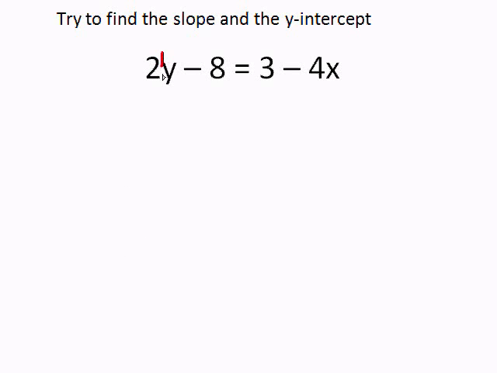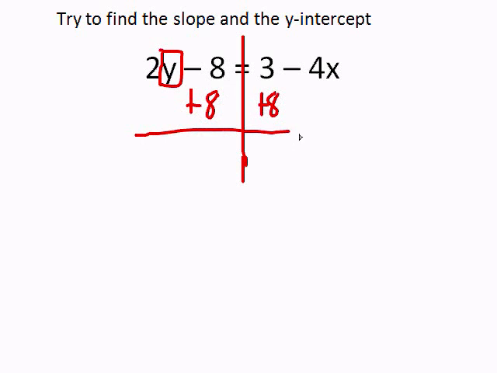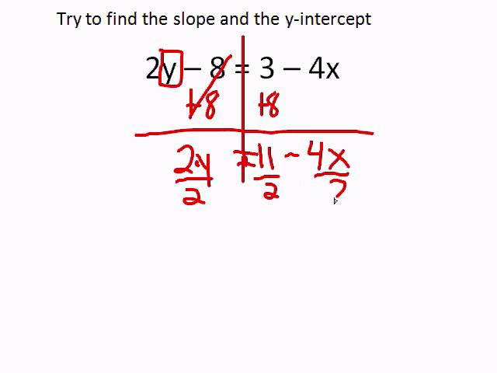To work this one, again, I'm going to box the y, and to get the y by itself, we're going to go in SADMEP order. So we're going to undo the -8 by adding 8 to both sides. I'm going to add my positive 8 to the positive 3, giving me 11. 8 and -8 will cancel, leaving me with 2y is equal to 11 minus 4x. To get y by itself again, we're going to undo multiplication by dividing every term by 2, leaving us with y is equal to 11/2 minus 4 over 2 is 2x.